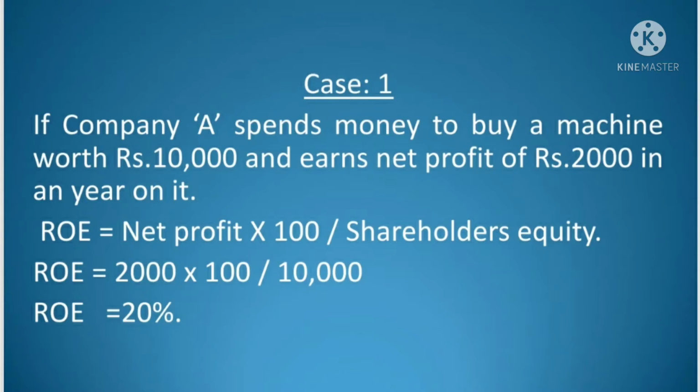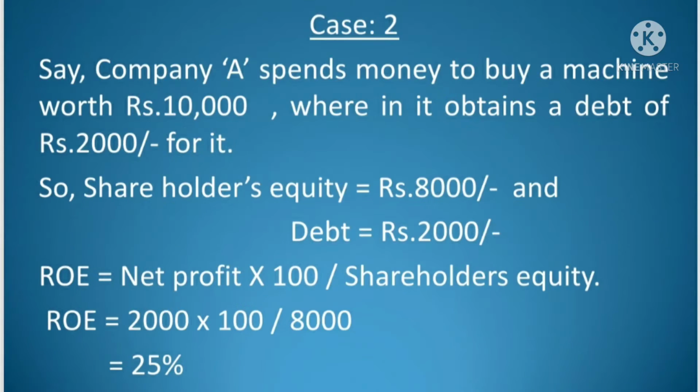Let us say there is a company A and it spends money to buy a machine worth 10,000 rupees and earns a net profit of 2,000 rupees in a year on it. Therefore, return on equity is equal to net profit multiplied by 100 divided by shareholders' equity. That is 2,000 rupees into 100 divided by 10,000, which comes out to be 20%.